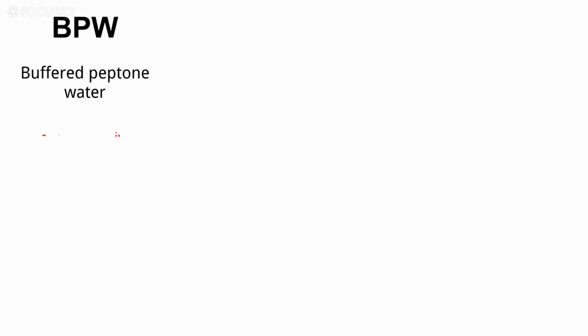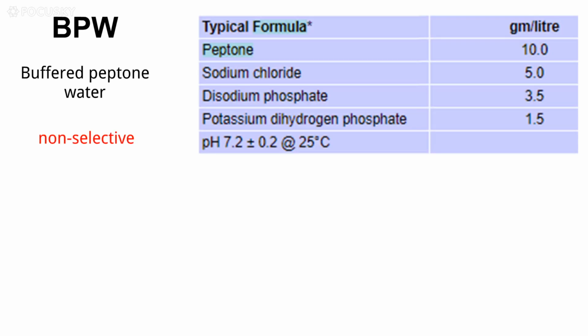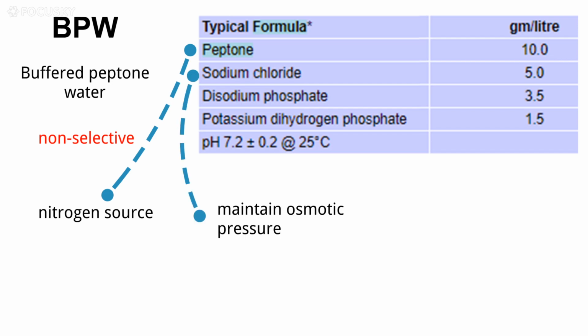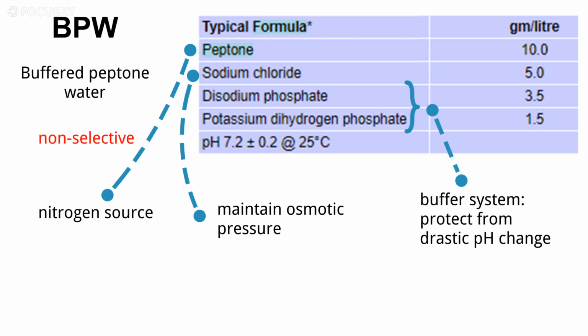Buffered peptone water is a non-selective medium. Peptone provides nitrogen source. Sodium chloride is here to maintain osmotic pressure. Disodium phosphate and monopotassium phosphate form a buffer system. The buffer system protects Salmonella from drastic pH change due to the acid production from bacteria or food itself.